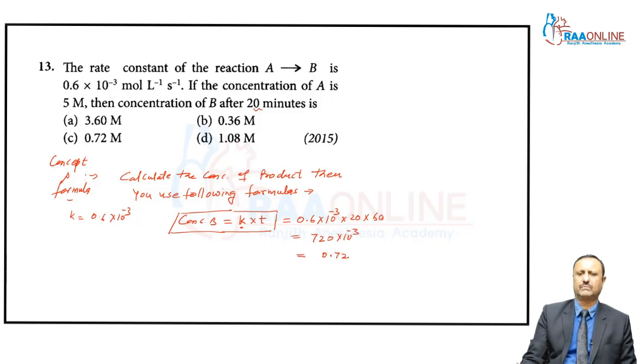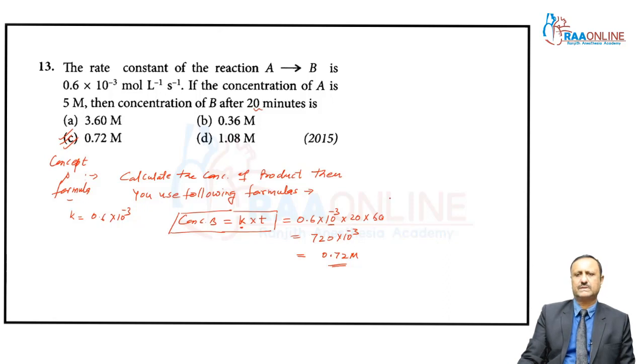Or you can get 0.72 molar. When you calculate 0.6 into 1200, you get 720 into 10 to the power minus 3, and after this 720 divided by 1000, you can get 0.72 molar. So my dear students, answer is C. Question number 13, you can get the option C.